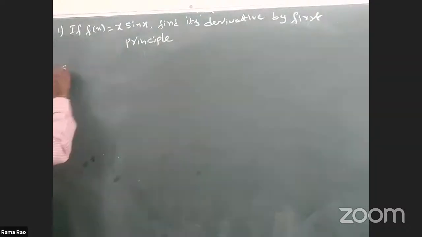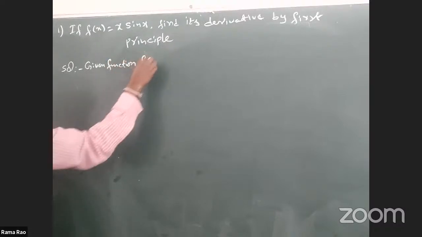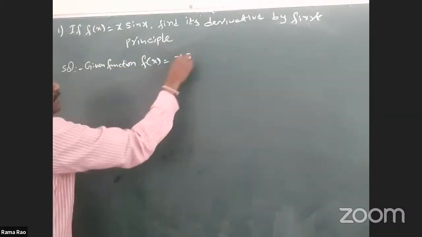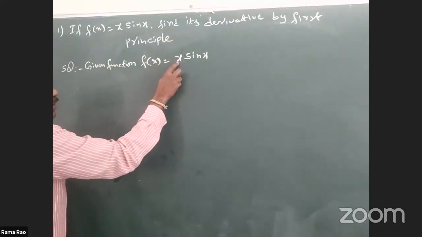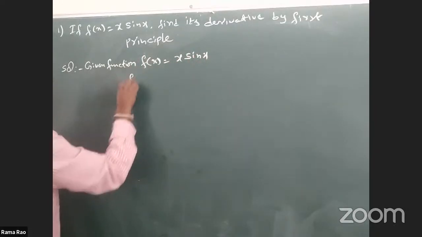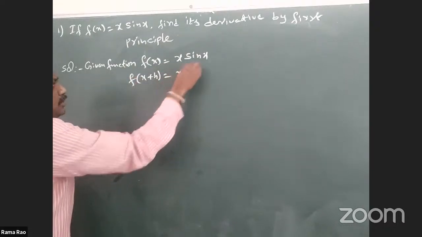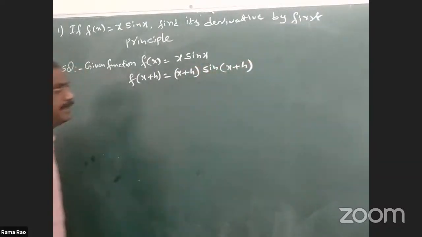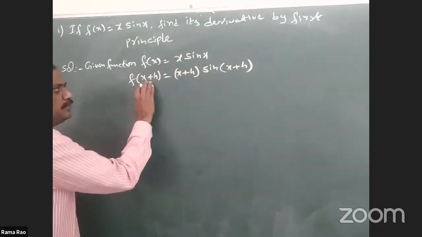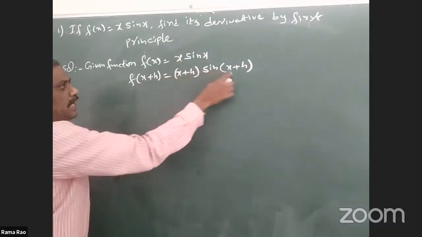Now, solution. Given function f of x is equal to x sin x. Here, x is also a variable. f of x plus h is equal to x plus h into sin of x plus h. In place of x, we can write x plus h. That's all. x plus h into sin of x plus h.